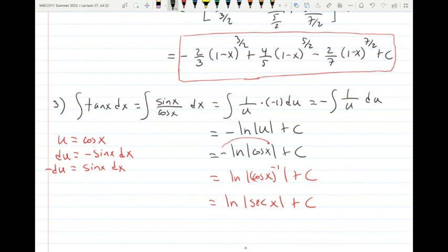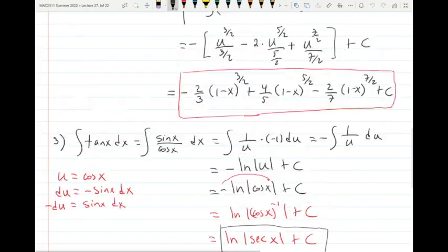All right. So I'm going to box this one because I like that one better because it doesn't have the negative. Okay, so that is number 3.